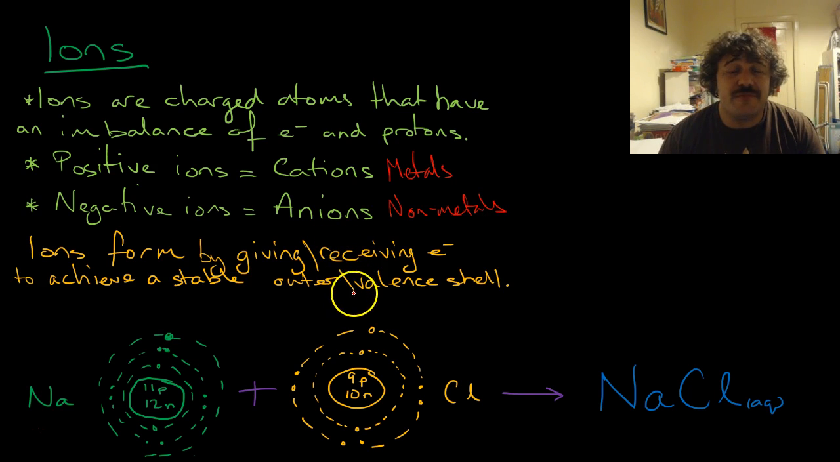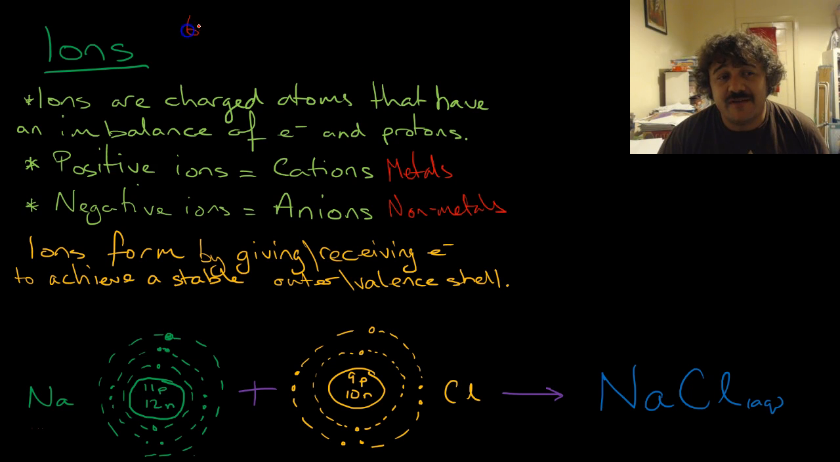Basically, ions form by giving or receiving electrons to achieve a stable outer or valence shell. So there's a few new words there. Valence shell just means outer shell. Okay. Now, when it's giving or receiving electrons, it's trying to achieve 8. Remember, it's got the octet rule, so it's trying to achieve 8. So it will either gain or lose electrons depending on which is easier.